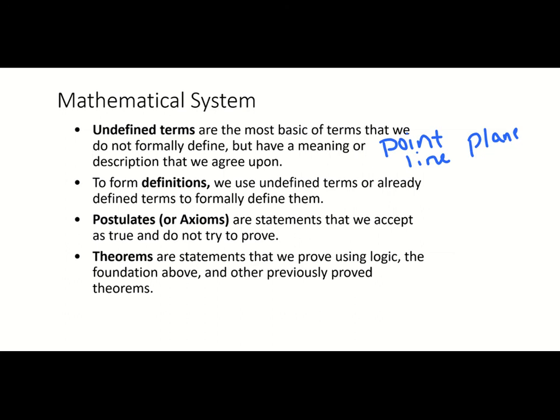We also have postulates or axioms, as they can be called, and those are statements that we accept as true, but we don't try to prove them. So we don't do a formal proof to prove them. One postulate that I can think of right now, and we'll talk about it quite a bit, is our segment addition postulate. That's one of the first ones we'll look at.